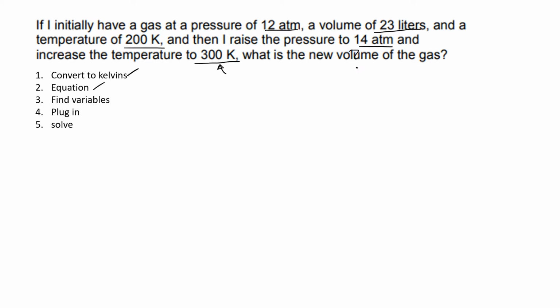Step 2, the equation. Our equation is going to be PV over T is equal to PV over T. 1, 1, 1, 2, 2, 2. Step 3, let's find our variables. 12 atm, this must be a pressure because of atmospheres. Liters, this is a volume, volume 1. Kelvins is obviously a temperature, temperature 1. Here's another Kelvin, this must be temperature 2. It wants the volume, so again a question mark. And 14 atm, this must be pressure 2.